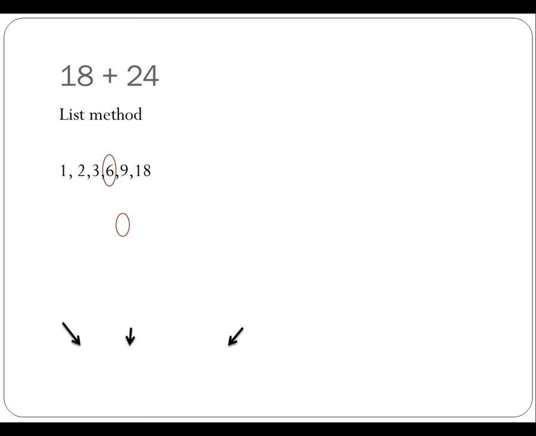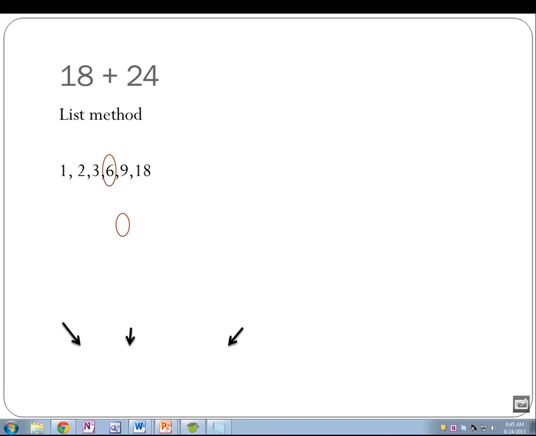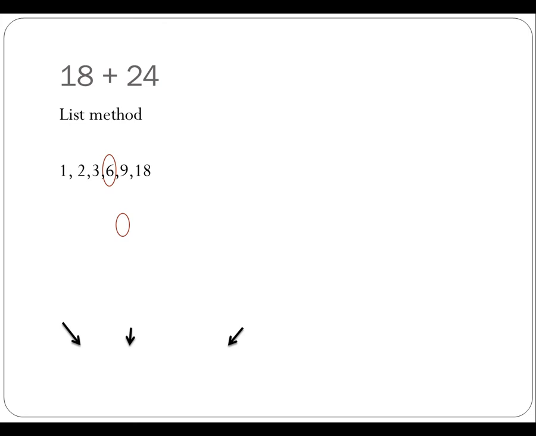Okay, so there would be the list method of listing out the greatest common factor. But I do want you to list out the factors. So you're going to write down what it says up there. 1, 2, 3, 6, 9, and 18. Those are the factors of 18. And this one's going to be of 24. That's the list method. So this is summing up what we did last week.